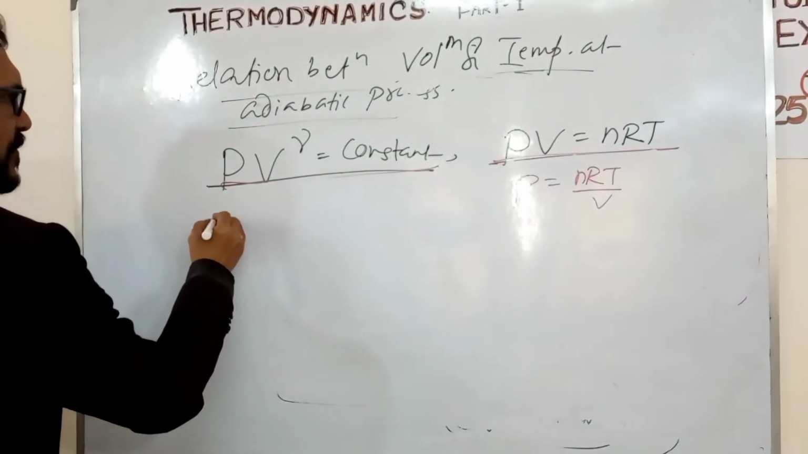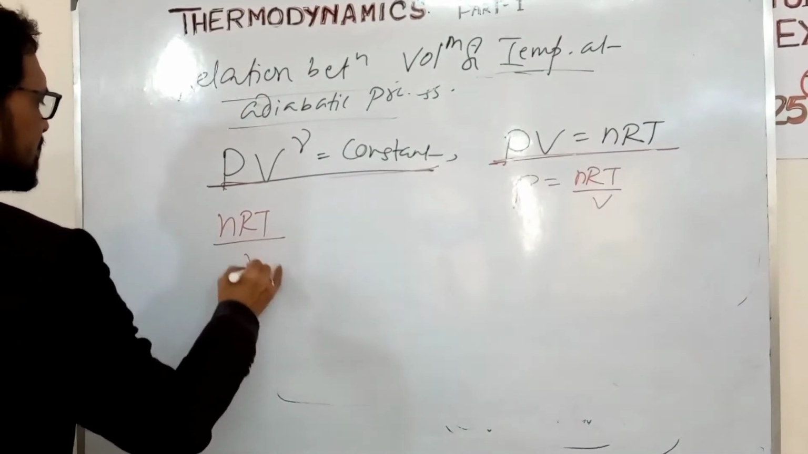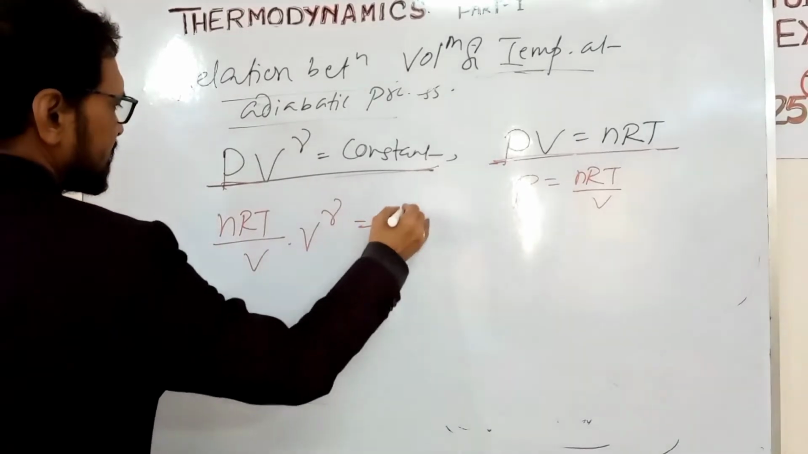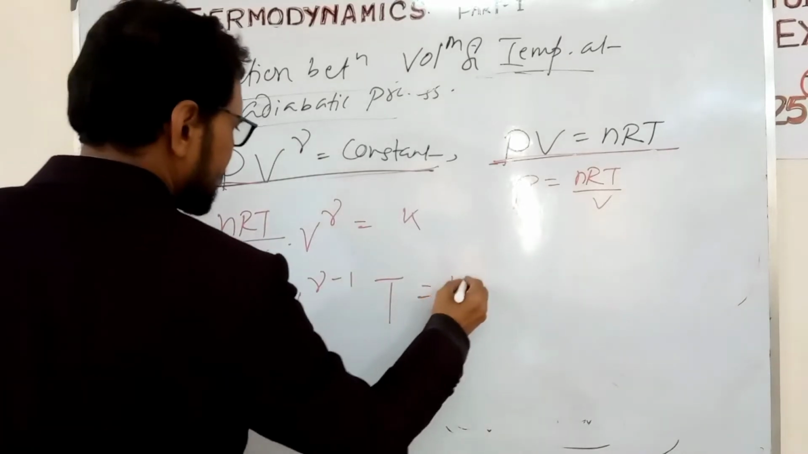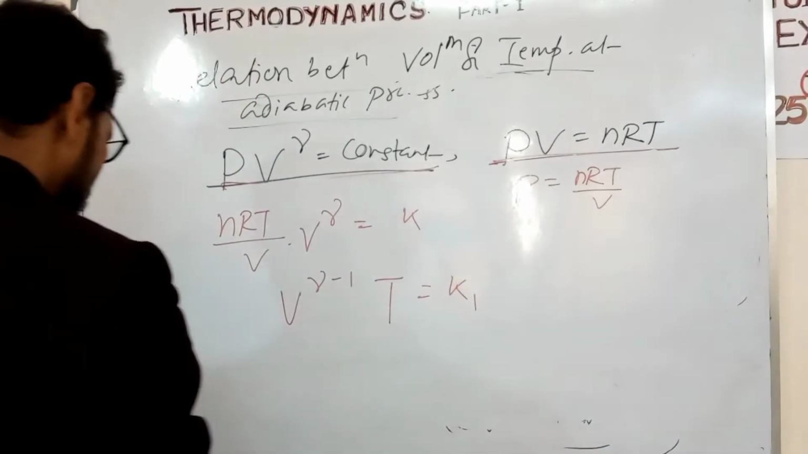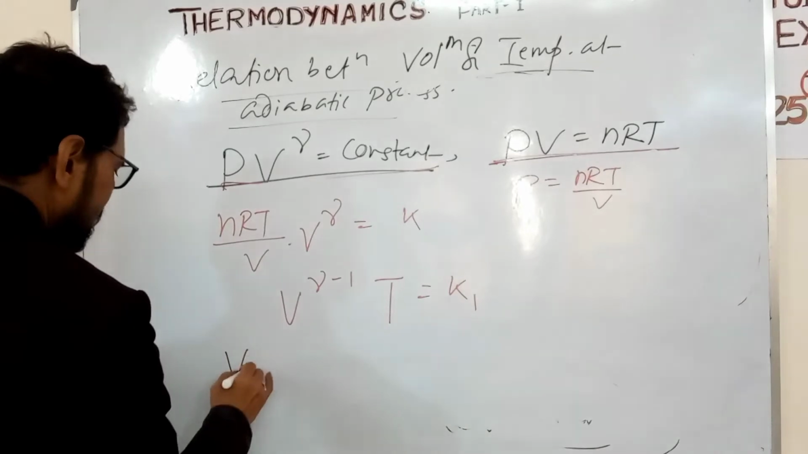Put nRT/V here into P V^γ = constant, suppose K. So V^(γ-1) T = constant, another constant K1. So we can write for two cases, 1 and 2.